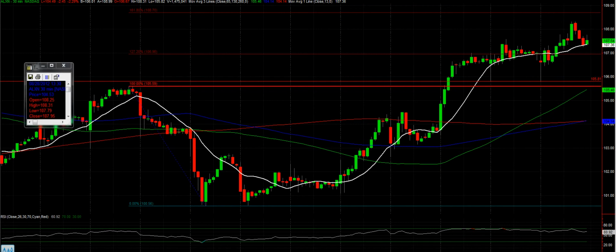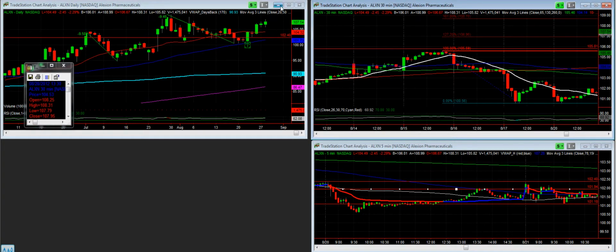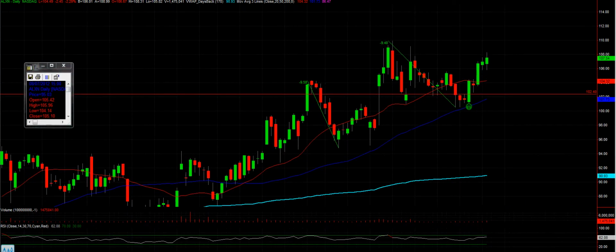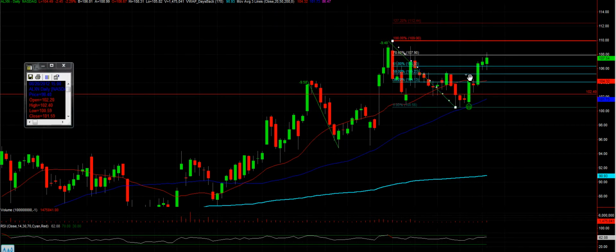And if that target's met, we'll hold on to a little more to see if we get the super trade, which would be a target of a 1272 from there, which would be 112.44. So that's the setup, that's the trade. We'll see where it ends up.